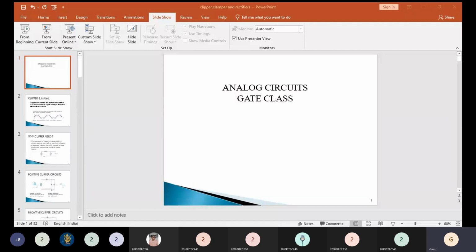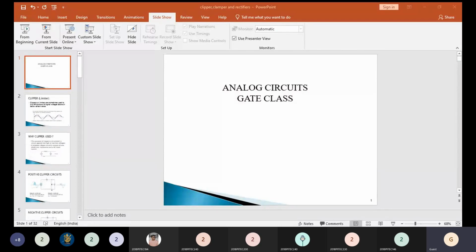Before that, why are we using this clipper? In what condition do we use it? For an over voltage or a low voltage condition, for protecting a circuit against over voltages and low voltages, we can use the clipper concept. So the first type is the positive clipper circuit. In the circuit diagram, the main component is a diode. You know the basic concept of the operation of a diode.